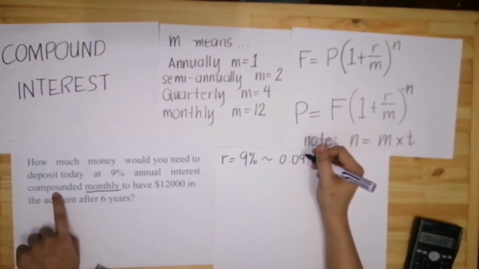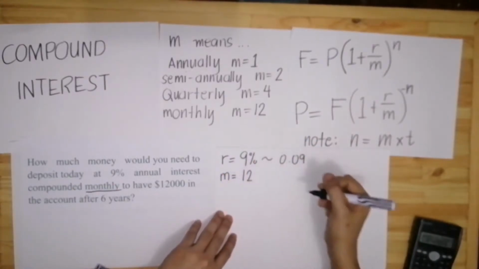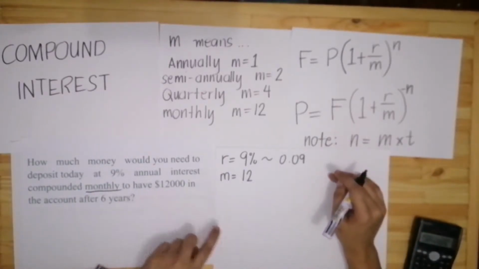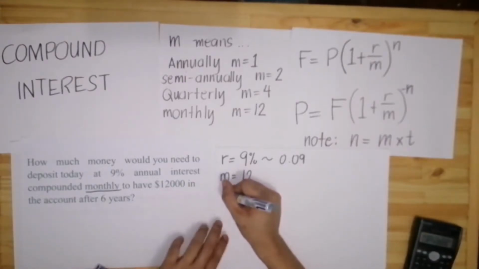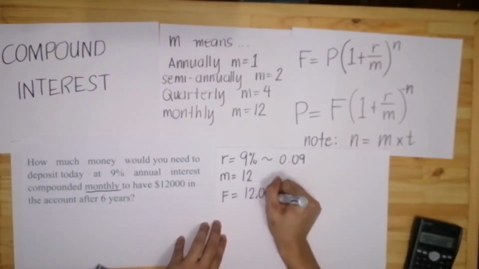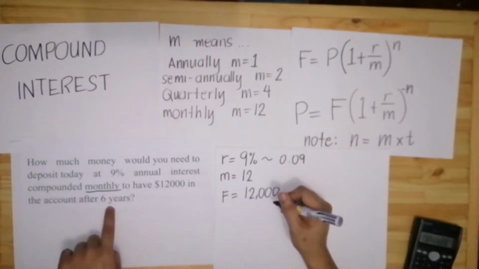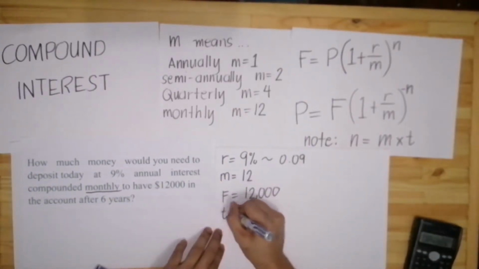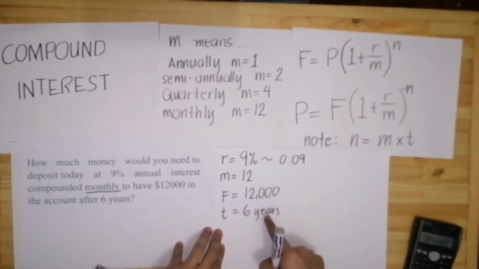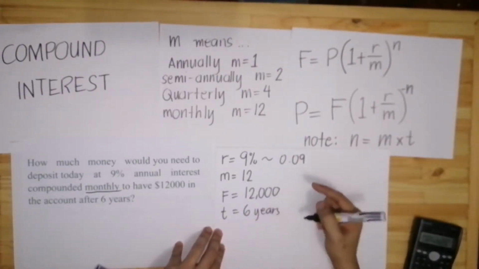Next is the annual interest compounded monthly. So yung monthly na yan, that means your M is equal to 12. Then ito, to have. Para magkaroon. Okay? To have $12,000. Yung $12,000 na yan ay F, future value. Kasi para magkaroon ka daw. So ang tinatanong naman dito, ay meron pa palang given. The time is 6 years. Take note, kapag ang given ay months, you have to divide by 12 to make it years in unit. Kailangan laging years ang time natin.